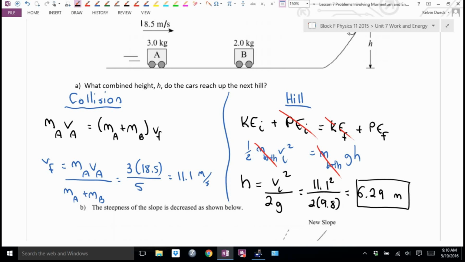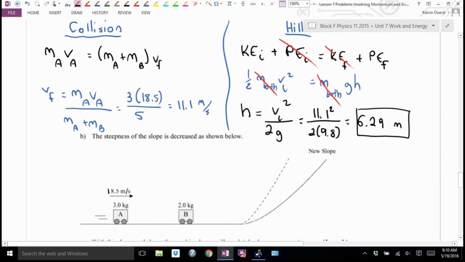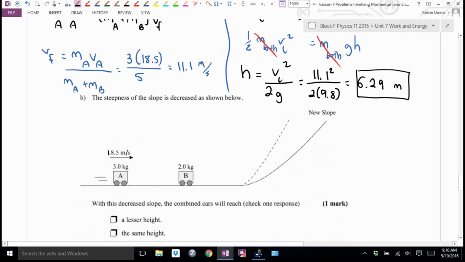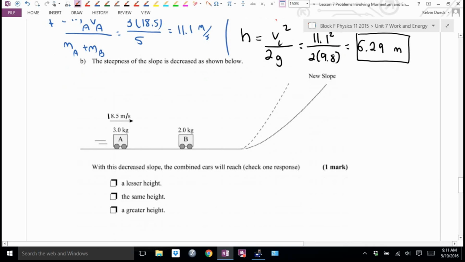Here's a little thought experiment. Suppose we make the hill less steep. So the hill is not as steep. With this decreased slope, the cars will reach lesser height, same height, greater height. You know what? This is a chance for us to vote. Once again, how high you hold your hand up is how sure you are of the answer. Who says, oh, they're not going to go as high because the hill's not as steep? Lesser height. No one.